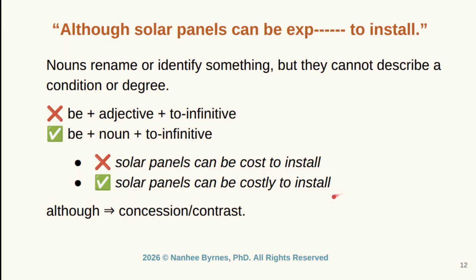Finally, consider meaning. The sentence begins with although, which signals concession or contrast. The first clause describes a negative aspect, so we need a word that expresses something costly. The word that fits best is expensive.